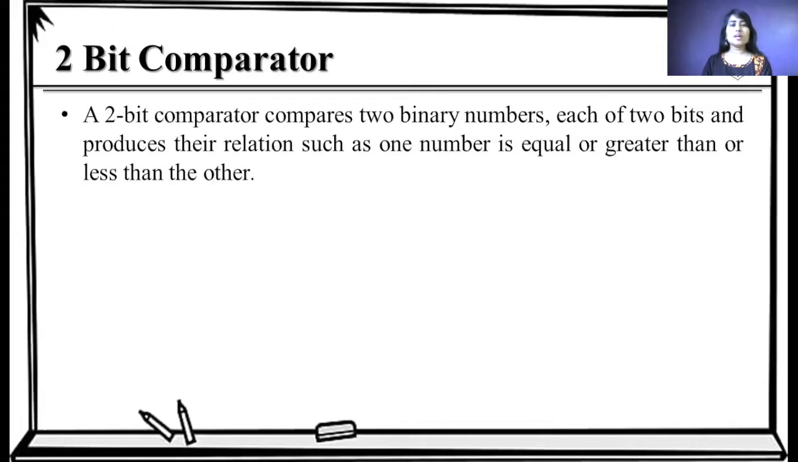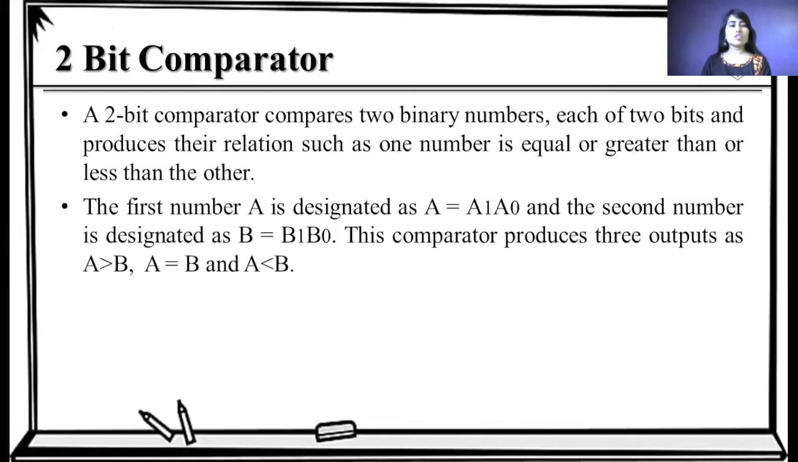A 2-bit comparator compares two binary numbers, each of 2 bits, and produces their relation, such as one number is equal to, greater than, or less than the other. The first number A is designated as A = A1 A0, and the second number is designated as B = B1 B0. This comparator produces three outputs: A greater than B, A equals B, and A less than B.